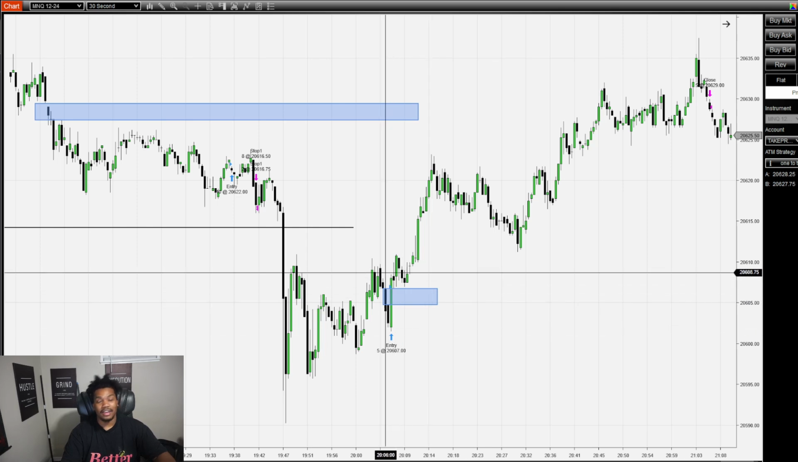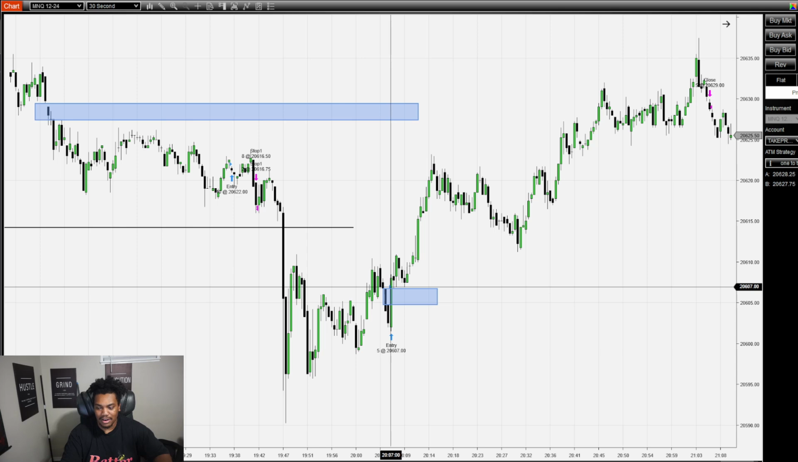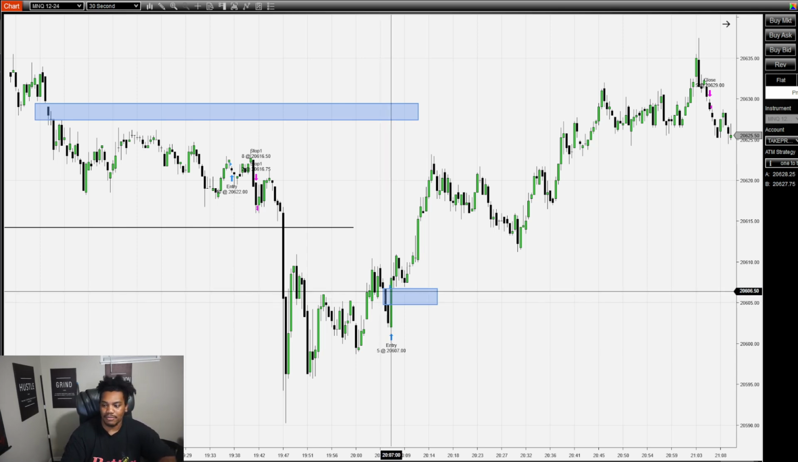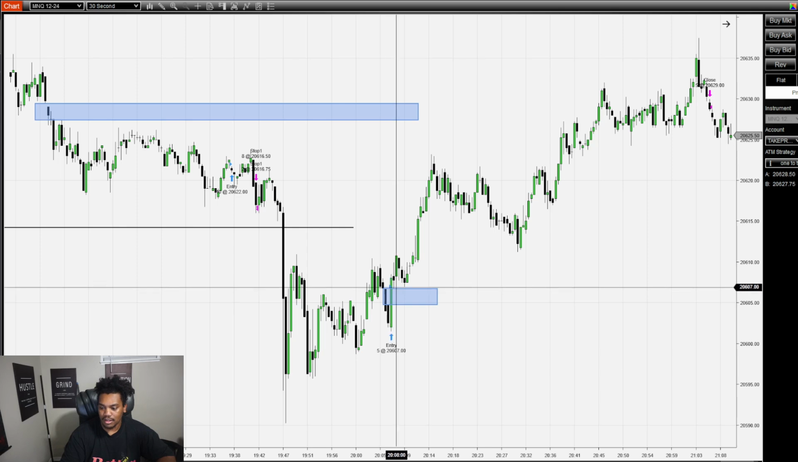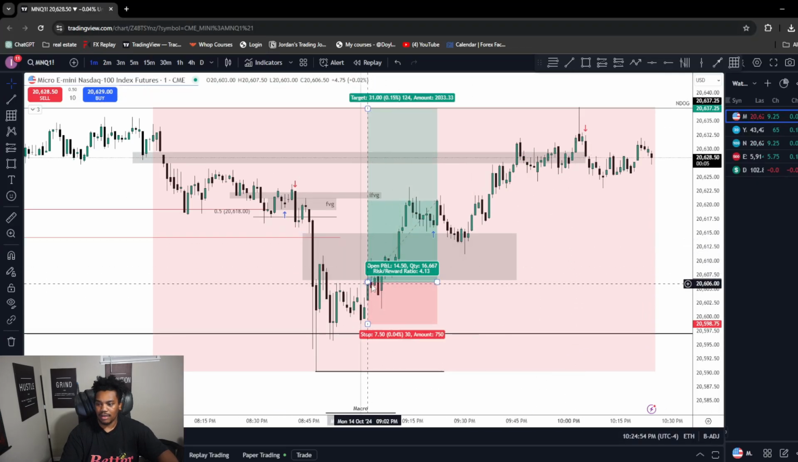So I went ahead and bought right here at that. I went ahead and bought right there. Once it closed above it, it was a pretty good setup for me. So what is that? 907. Okay. So I went ahead and marked that off right here as well for y'all.